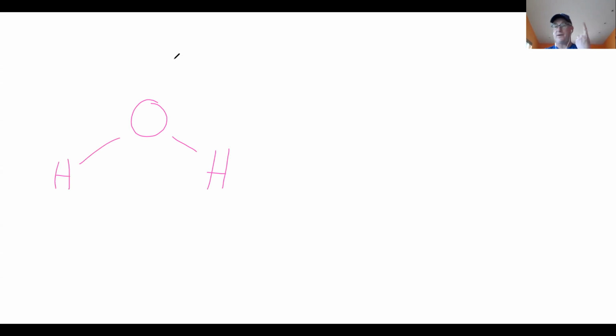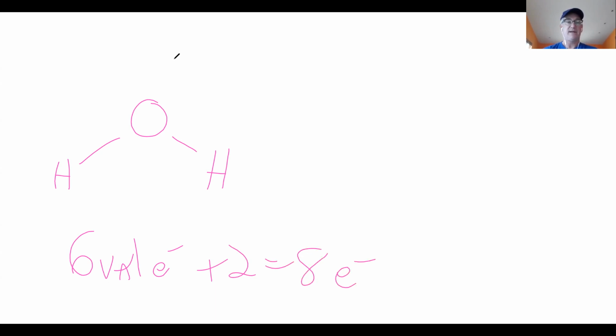Hydrogen can only form 1 bond. Oxygen can form more, so oxygen has to go in the middle. And so those are our 2 bonds. Oxygen has 6 valence electrons. Hydrogen has 1 each, so a total of 2. So we should have 8 electrons in our Lewis structure.